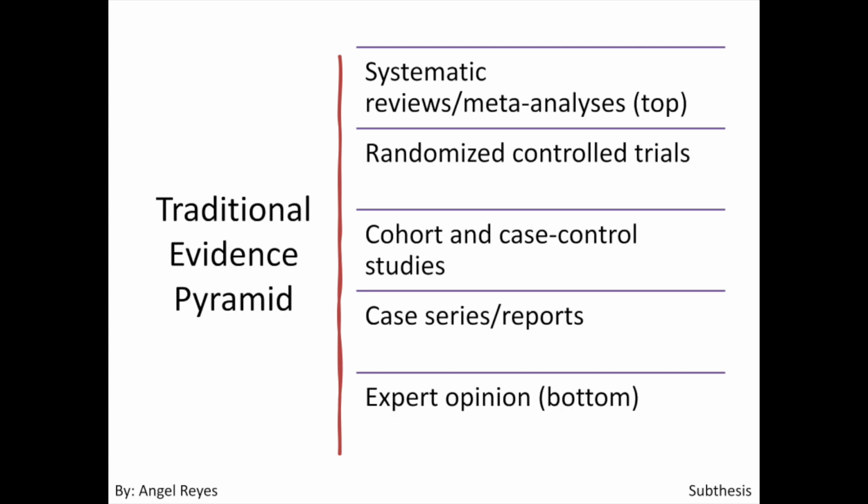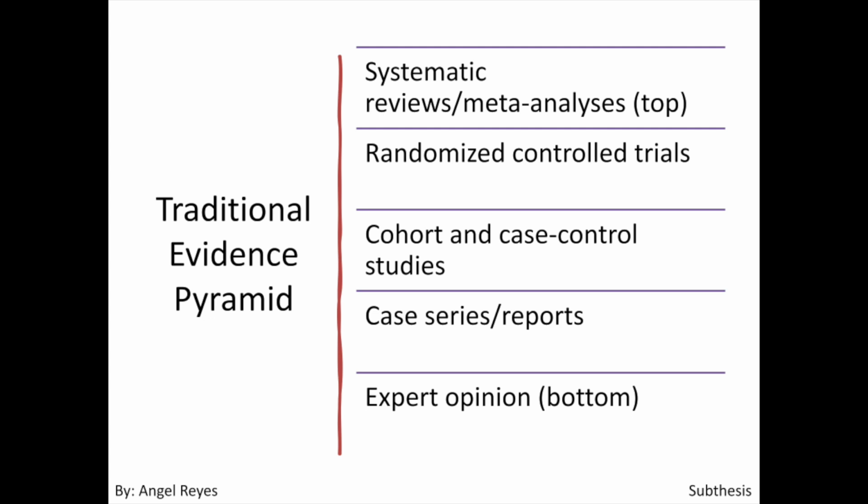The traditional evidence pyramid places different research approaches in a hierarchical structure. At the top, we typically find systematic reviews and meta-analyses, which synthesize findings from multiple studies to provide comprehensive evidence. Just below are randomized controlled trials, valued for their ability to establish causal relationships through controlled experimentation. Moving down, we find cohort and case control studies, which are observational but still allow for comparison between groups.